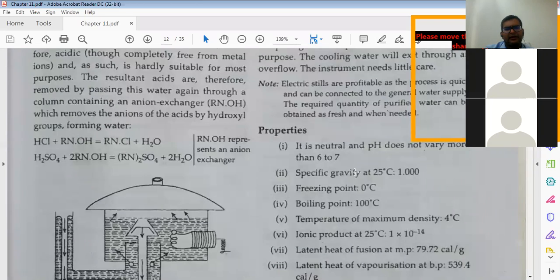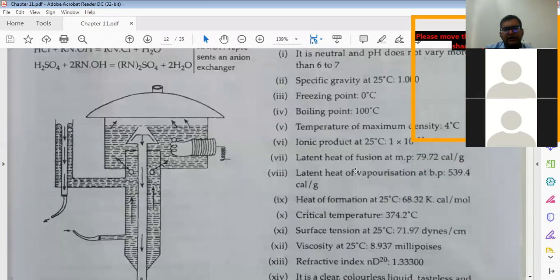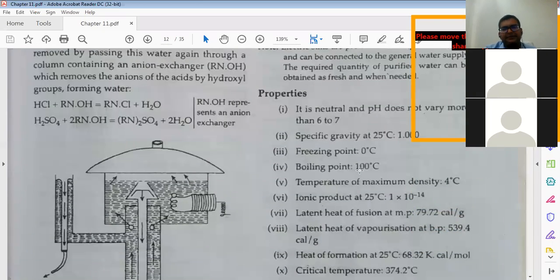Then the properties of water we already know: pH is nearby 6 to 7, specific gravity is 1. What is the specific gravity of water at 25 degrees Celsius?